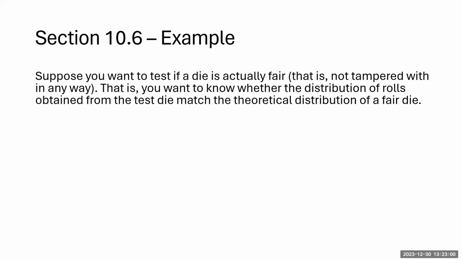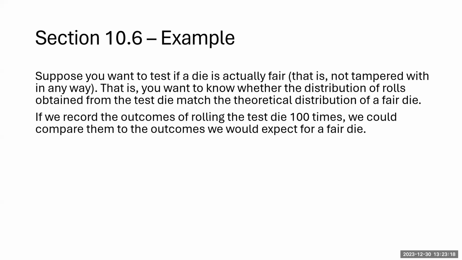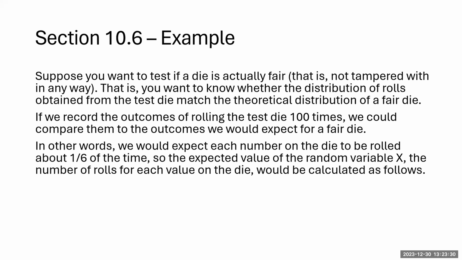Okay, so let's look at an example to try to understand a little bit of these ideas. So let's suppose we want to test if a die, a 6-sided die, is actually fair. So that is to say, it's not tampered with in any way. So you want to know whether the distribution of rolls obtained from the test die match what theory is going to tell us. Okay, so let's make sure we understand this. So if we record the outcomes of rolling the test die 100 times, we could compare them to the outcomes we would expect for a fair die. So in other words, we would expect each number on the die to be rolled about 1/6 of the time, okay? And the reason is because the probability of rolling one of the digits on the die would be 1/6.